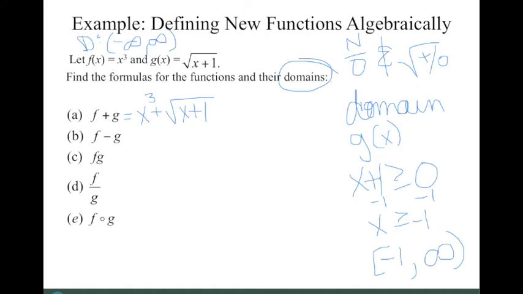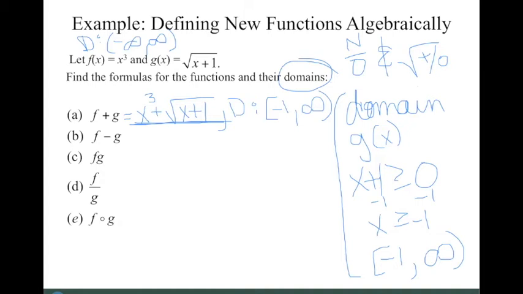The other way you can think about it is you can just say, I want to find the domain of this new function. What do I have to look for? I have to look for denominators. I don't have one, so I'm okay there, and radicals. And so you'll solve for the domain of the radical, and it will look exactly the same as solving for the domain of g of x. So our domain here will be from -1 to infinity.